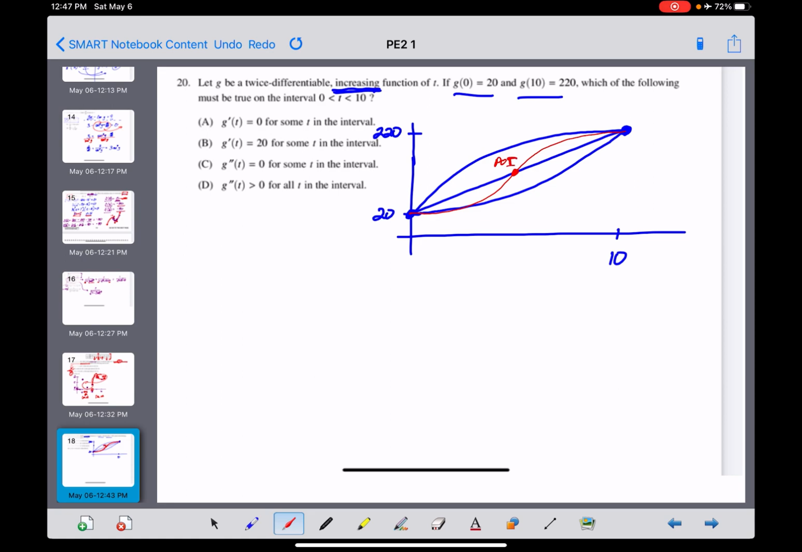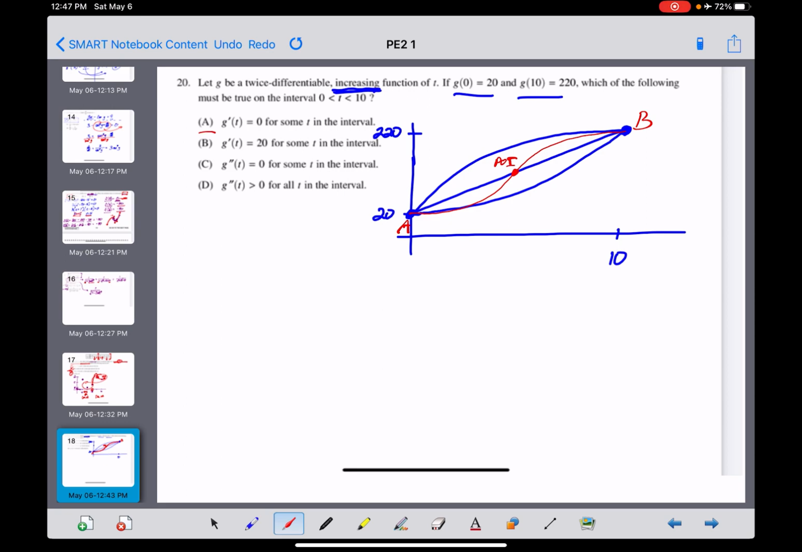So I've drawn 4 different possibilities for how we could get from point A here to point B that all satisfy the little bit that they told us about the function. The second derivative always exists, which means the first one does as well, and it's strictly increasing. So which of the following must be true? Meaning in all possible cases, it definitely has to work out.